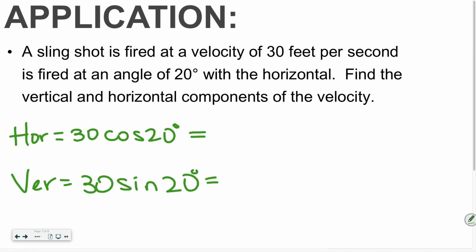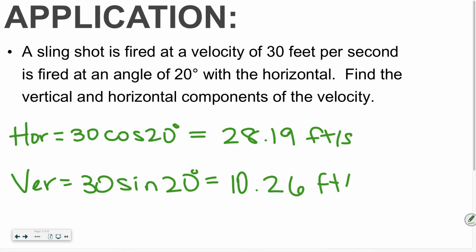Help me out. What is 30 times cosine of 20? 28.19. And we would label in feet per second, since that's what the magnitude was labeled in. And then 30 times the sine of 20. 10.22. And we will label that in feet per second.